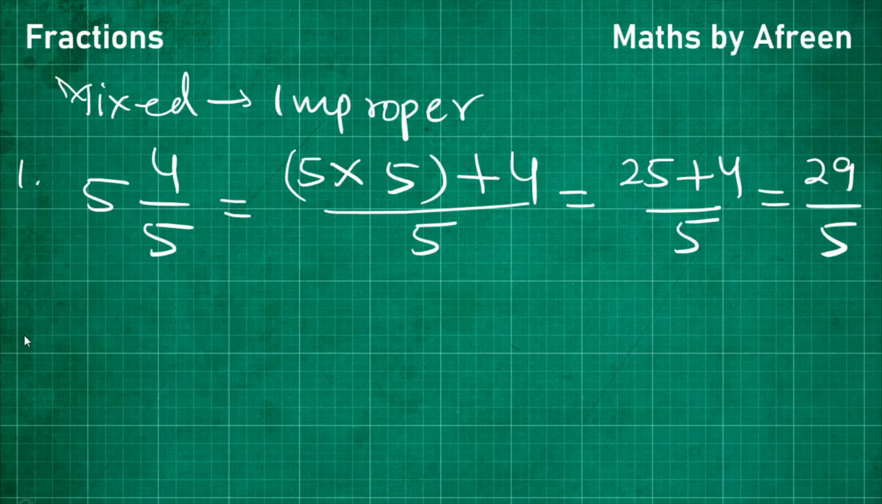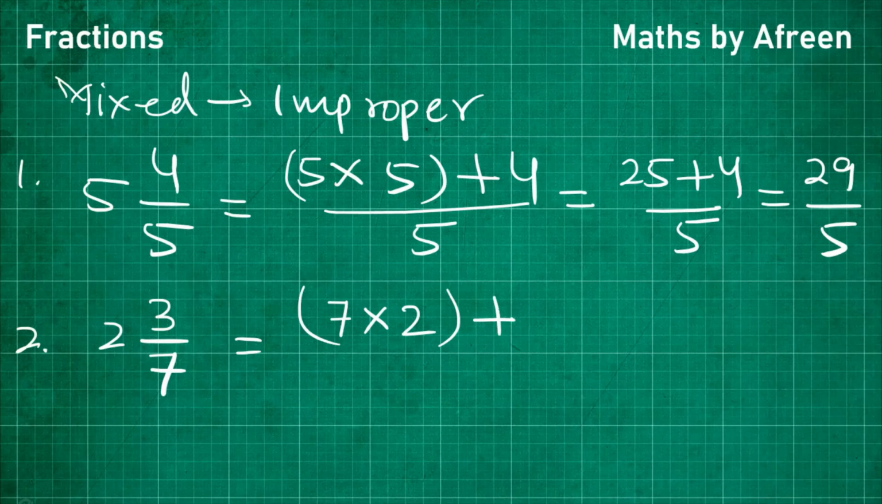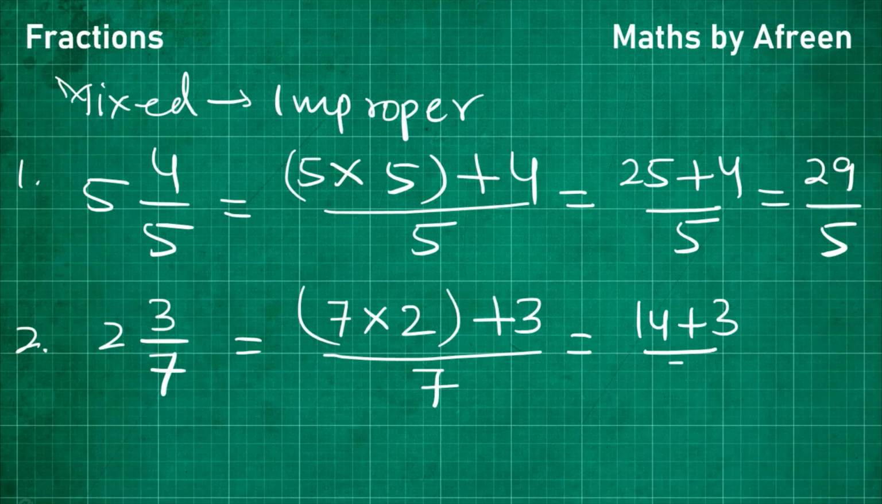Now let's take another question. 2 and 3 by 7. Here again we will multiply the denominator, that is 7, by the whole 2, and we will put this in the bracket and we will add 3 to this and the whole will be divided by 7. So 7 2s are 14 plus 3 divided by 7. 14 plus 3 will be 17 divided by 7. So here again we converted the mixed fraction into the improper one.